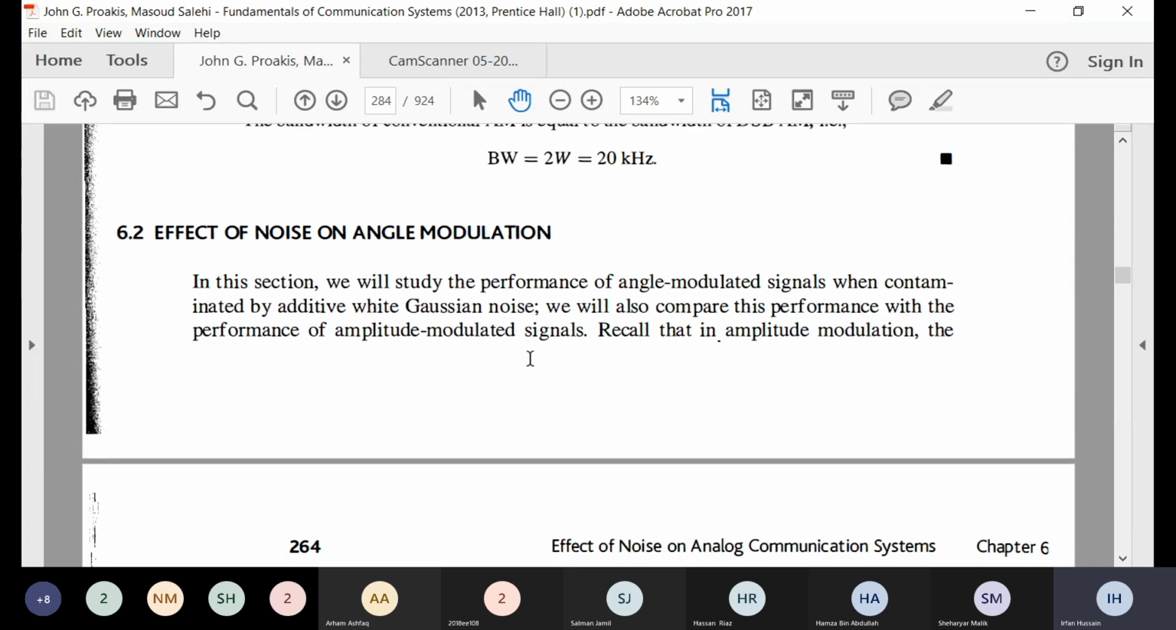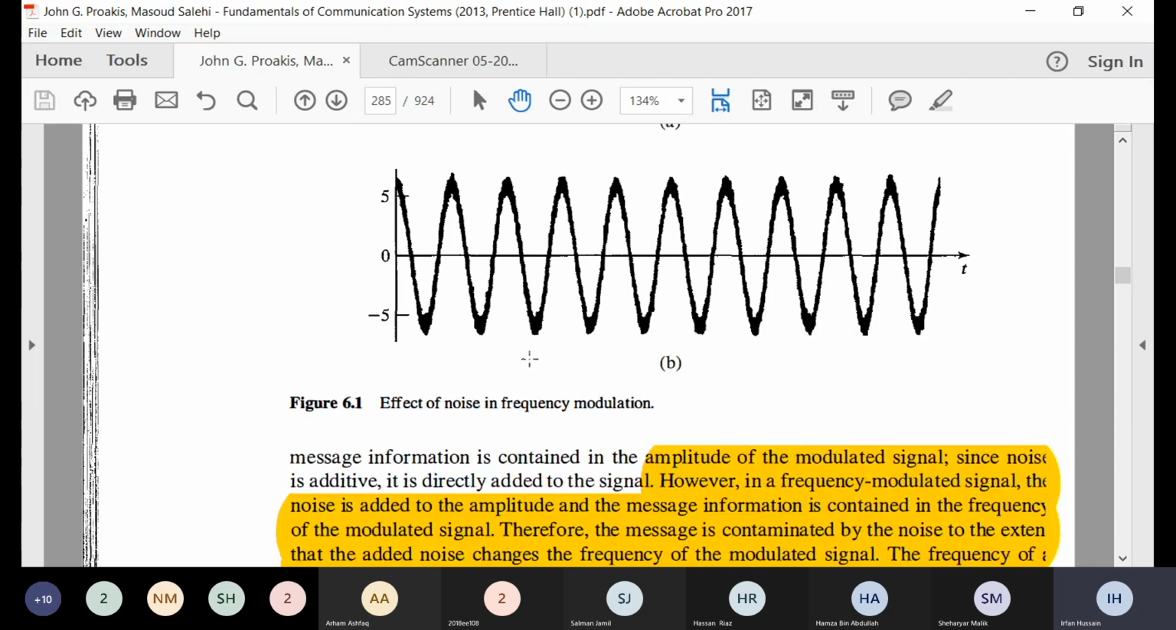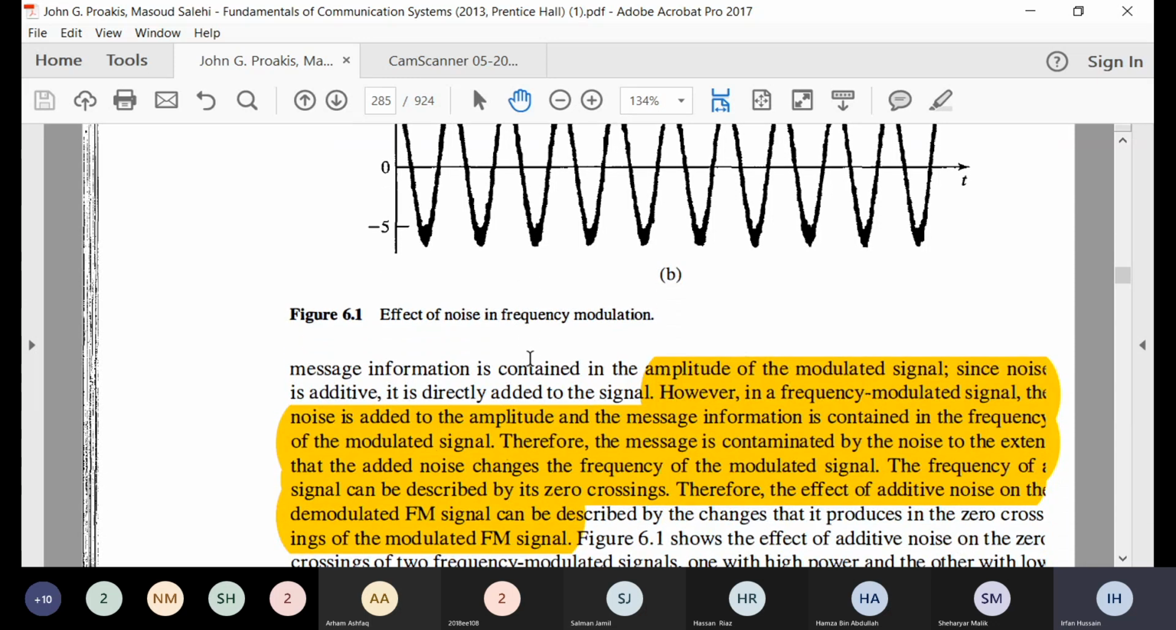This is the second section. In this section, we will start with the study of the effect of noise on angle modulation. So we know angle modulation was studied in chapter 4, that consisted of phase modulation and frequency modulation. Now, there you have the modulated signal and you have the noise. Noise was just added in an additive fashion to the modulated signal. But what happens in FM?